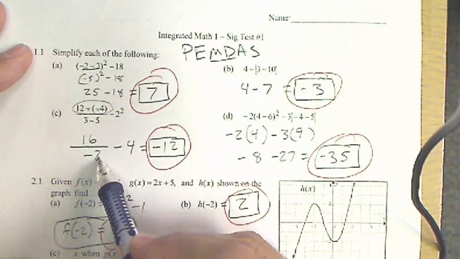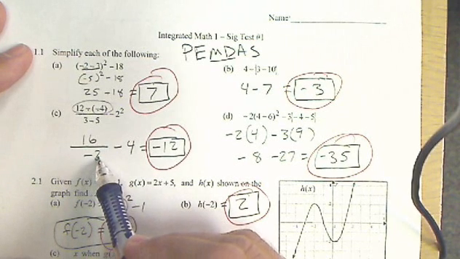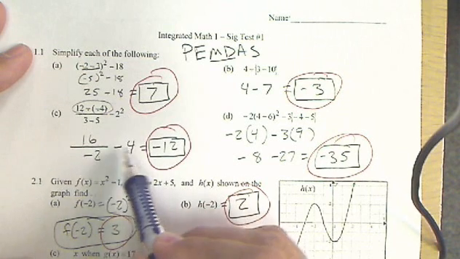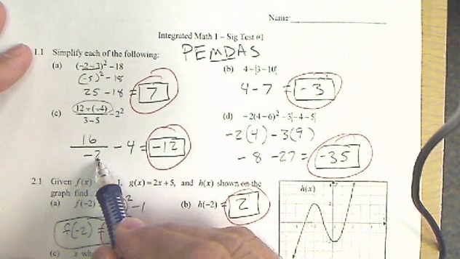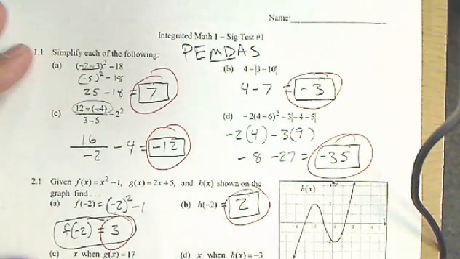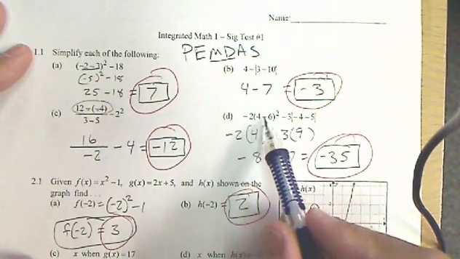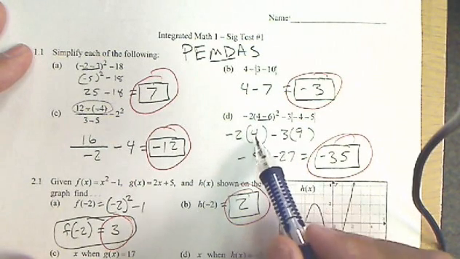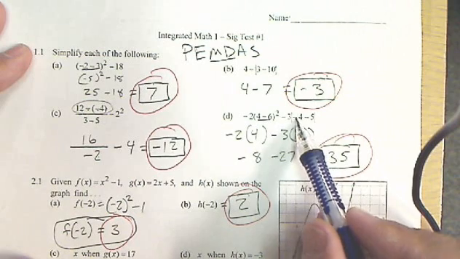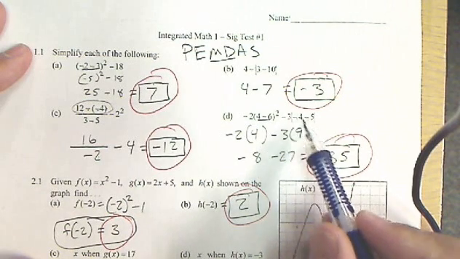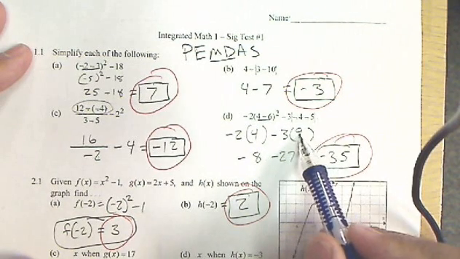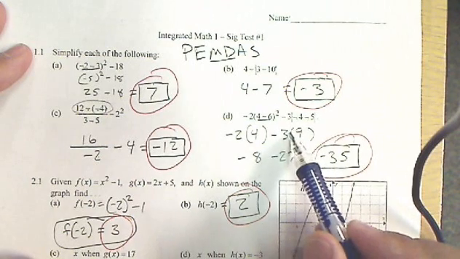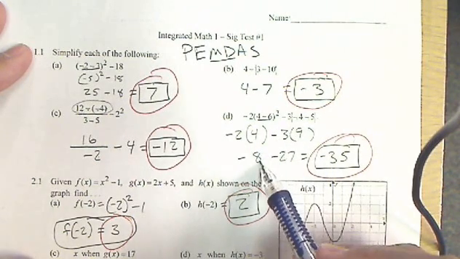3 minus 5 is negative 2. 2 squared is 4. So I have 16 divided by 2, which is negative 8, minus 4 is negative 12. Parentheses first. So I have negative 2 squared, which is 4. Negative 4 minus 5 is negative 9. Absolute value is positive 9. If there's no symbol there, it's multiplication. 27, negative 8, negative 35.